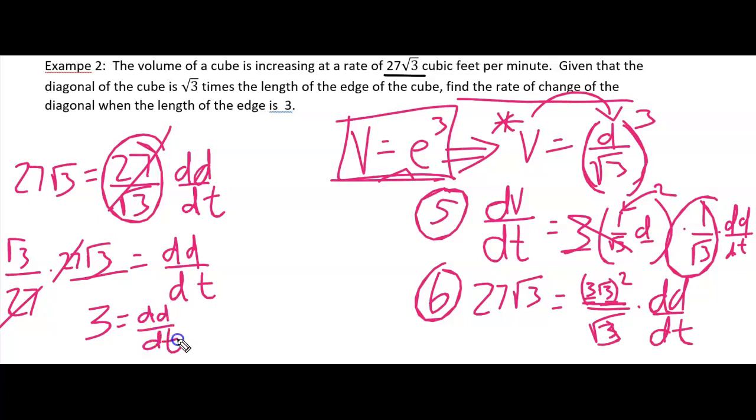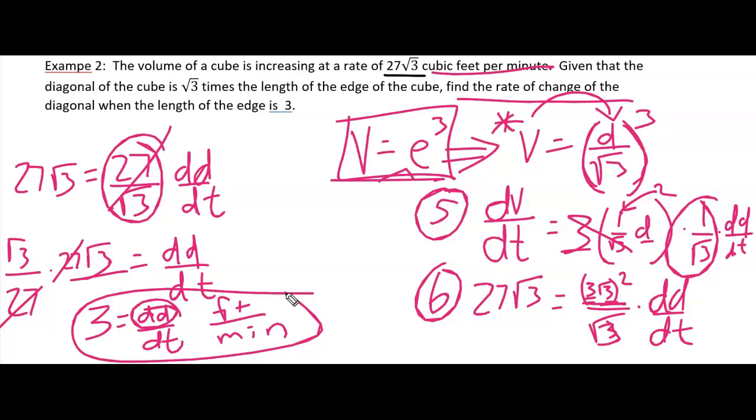And we want to include units, so we're talking about feet and minutes. So the diagonal would be in feet, and the time would be in minutes. So the diagonal is increasing at a rate of 3 feet per minute.